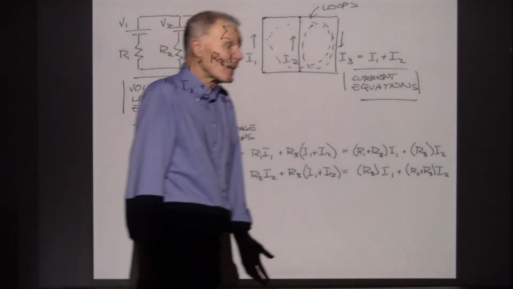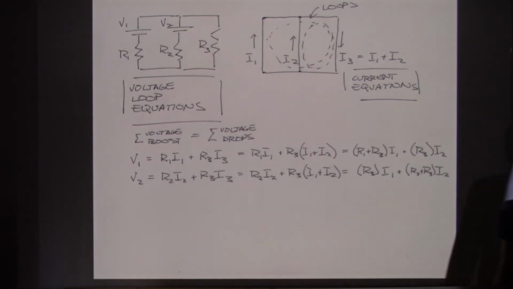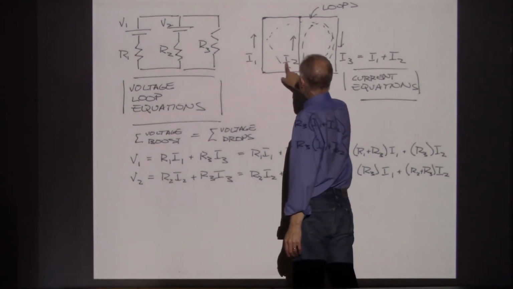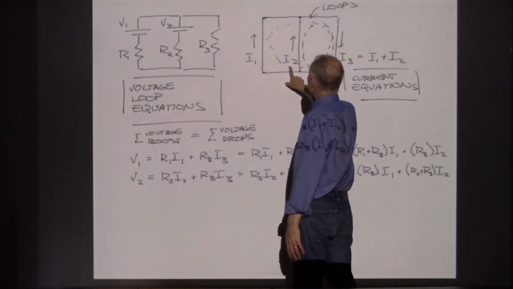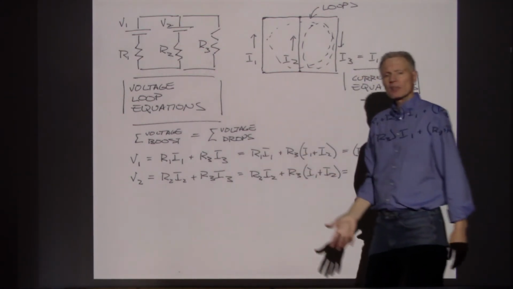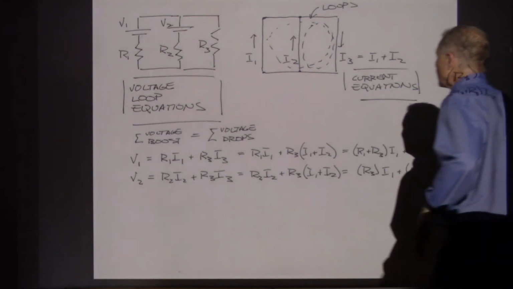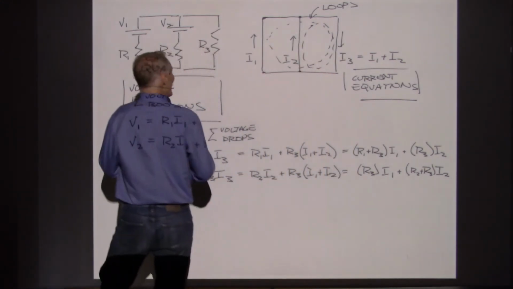What happens if I've guessed wrong? It turns out that I'm okay. As long as I consistently set up all the equations, if one of these currents is reversed from what I've guessed, it will just show up as a negative value. So once I've solved for all the currents, a positive value tells me that, yes, it's in the direction that I guessed it was in. A negative value just says it's in the direction opposite to the direction that I guessed. So that'll work. So that's my reasoning.